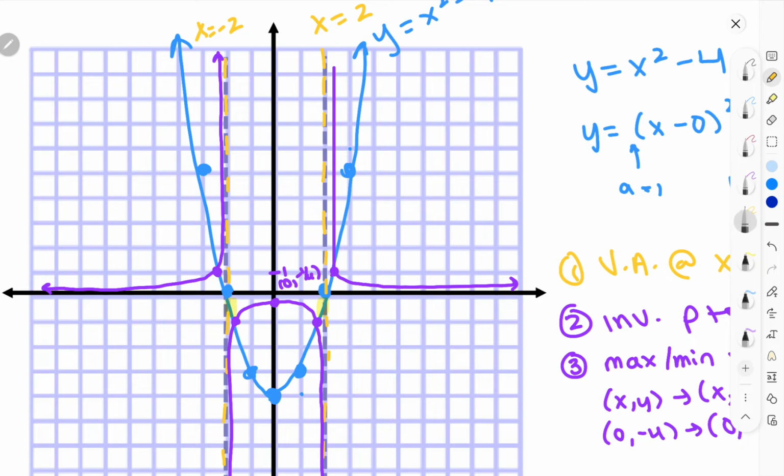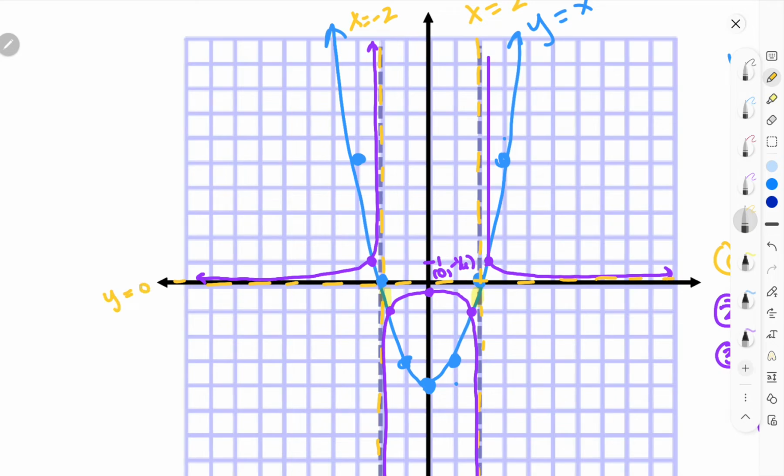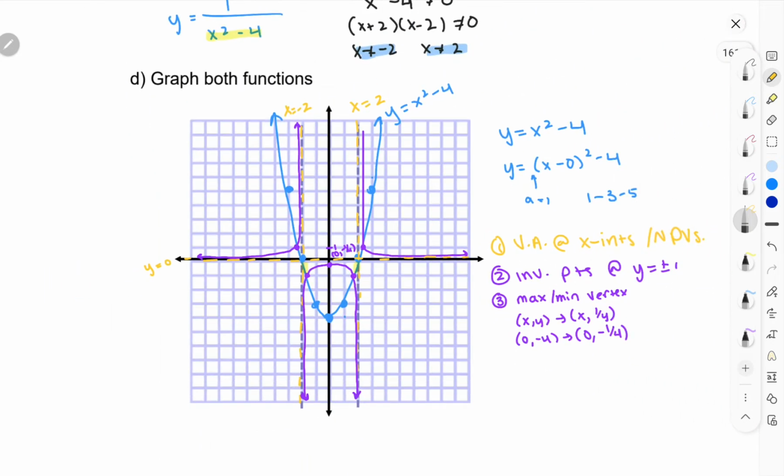And just like in all of these, I will have a horizontal asymptote. I will never be able to cross 0 in this unit because of the reciprocals we're working with. So those 3 purple lines make up the whole function y equals 1/(x² minus 4).